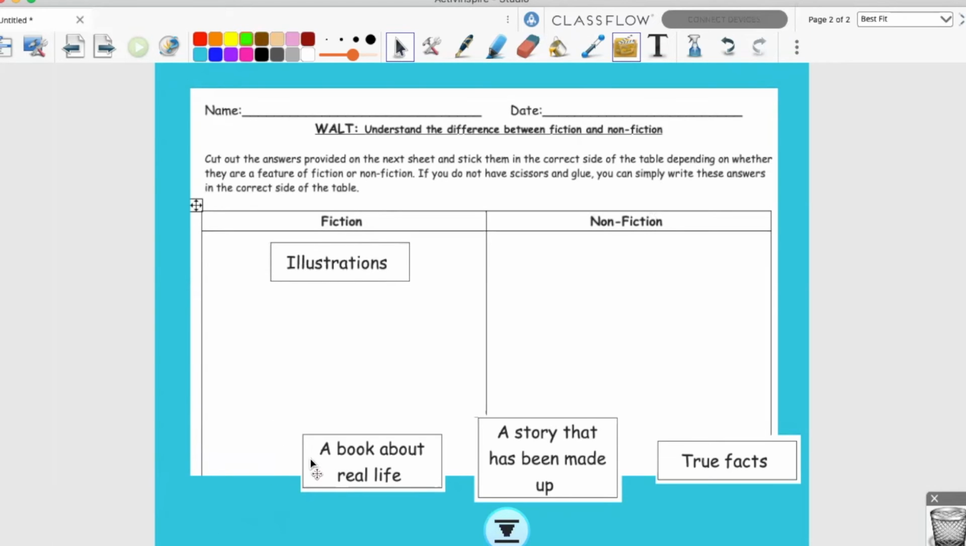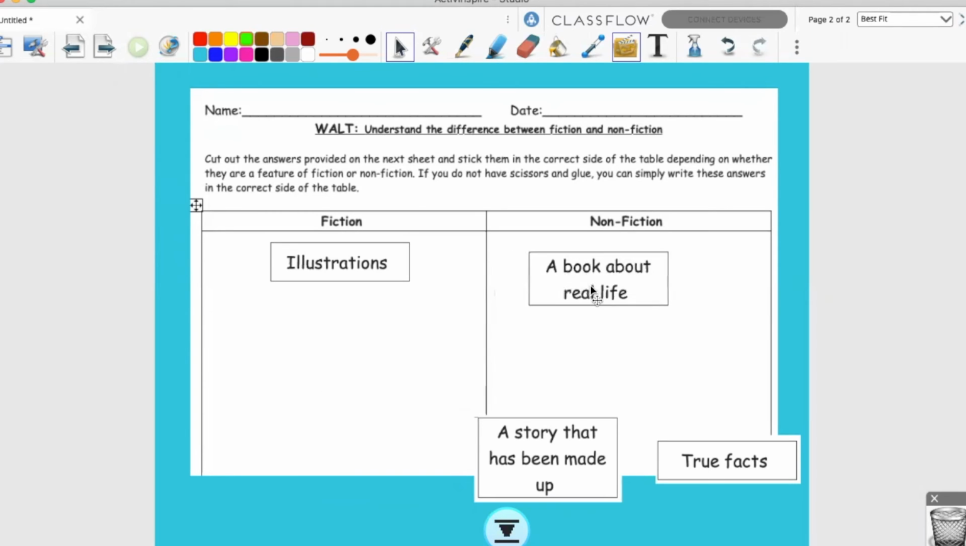My next one, a book about real life. So about real life, about real things that are happening. Is that fiction made up or non-fiction information? Well, if it's about real life, it can't be made up, so it must go in the non-fiction section.